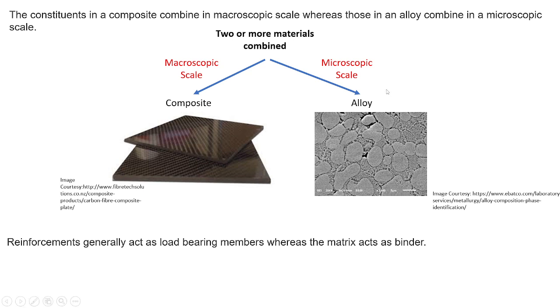Next, the constituents in a composite combine on a macroscopic scale, whereas those in an alloy combine on a microscopic scale. As alloys also contain two or more constituent elements, to differentiate between an alloy and a composite, the main difference is the level at which it is combined: when combined at the macroscopic level it's a composite, whereas at the microscopic level it's an alloy. And the reinforcements generally act as the load-bearing members, whereas the matrix acts as the binder, which binds the reinforcement fibers with each other.